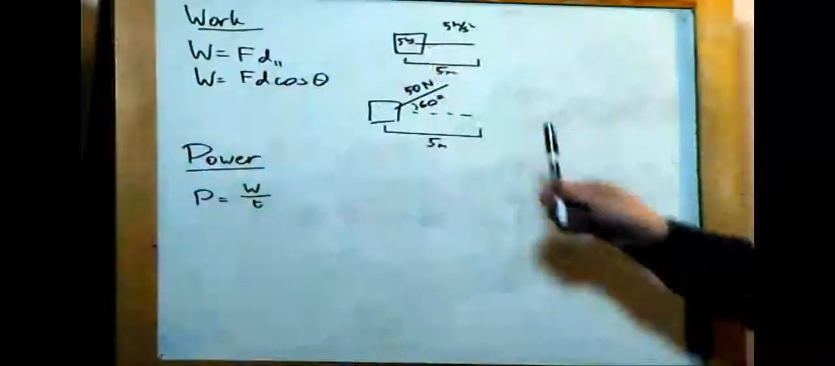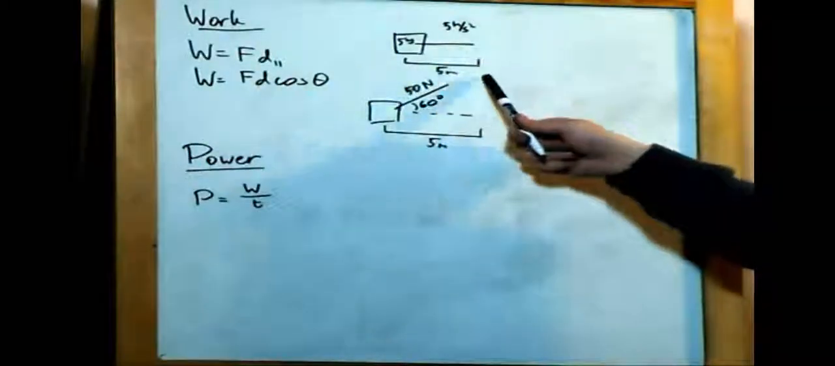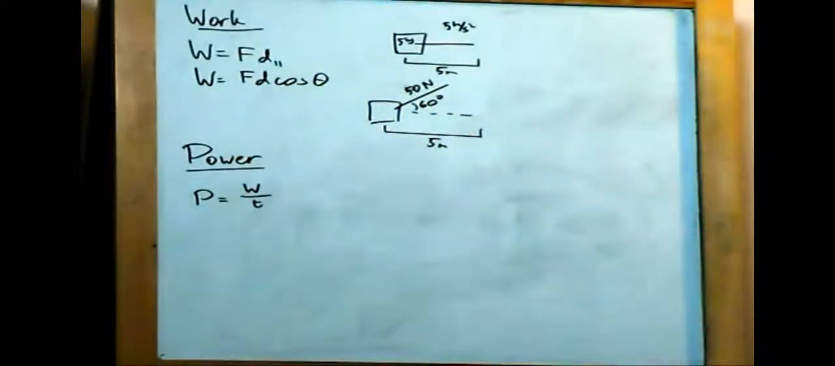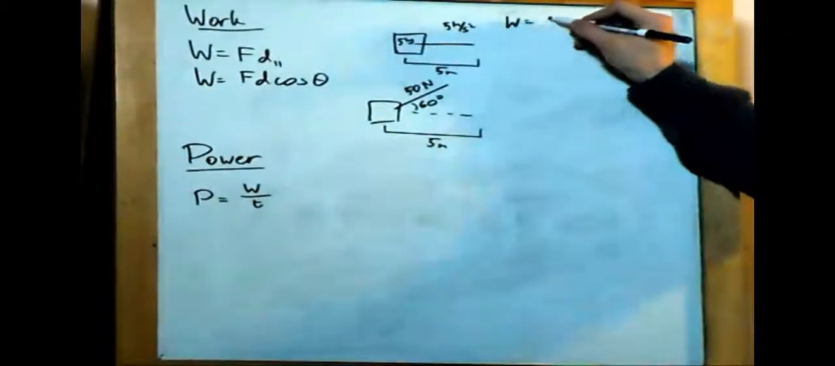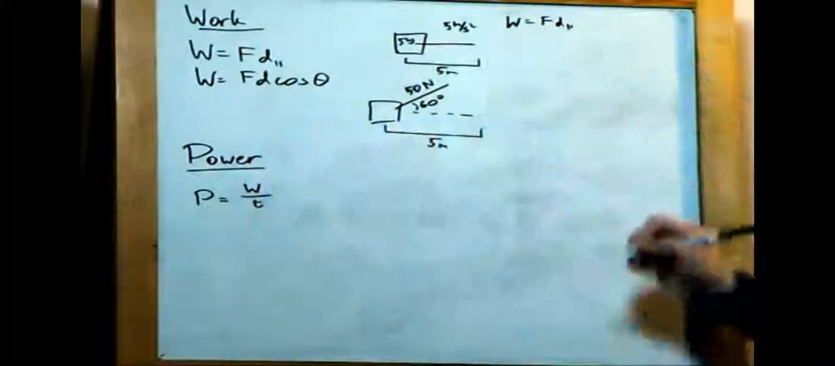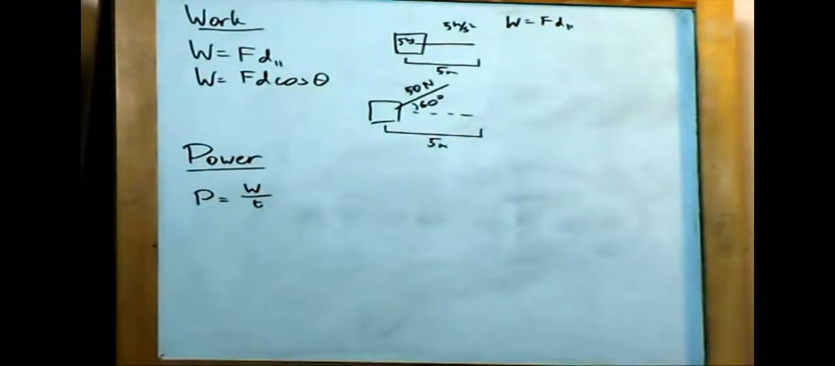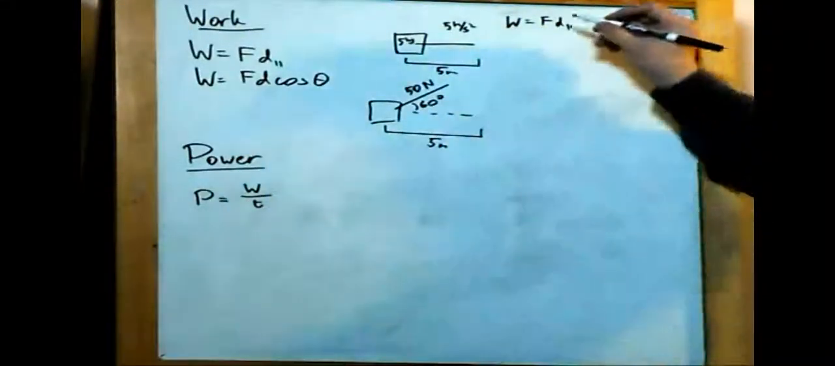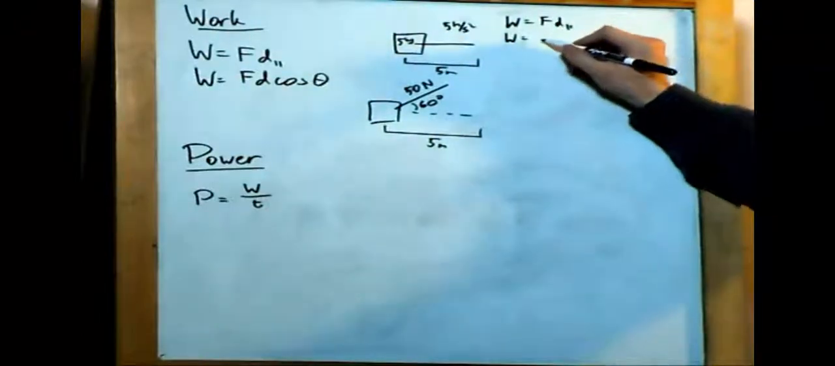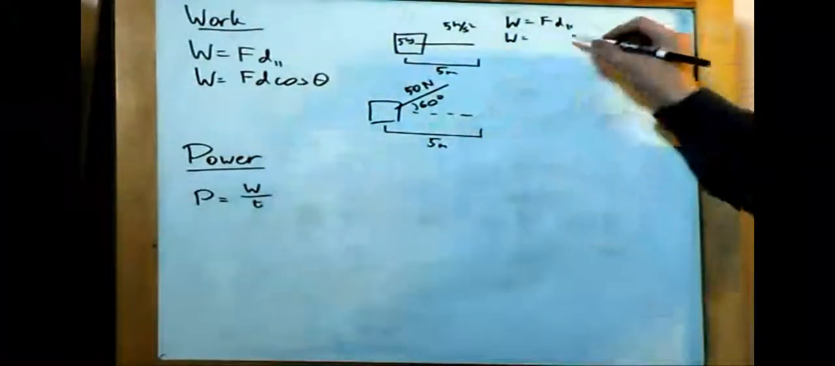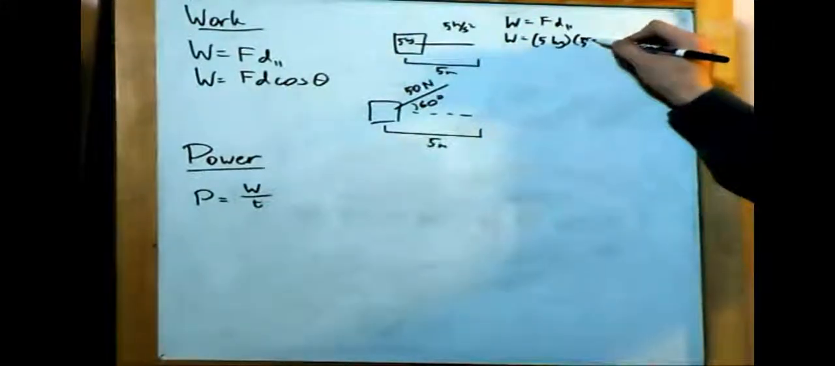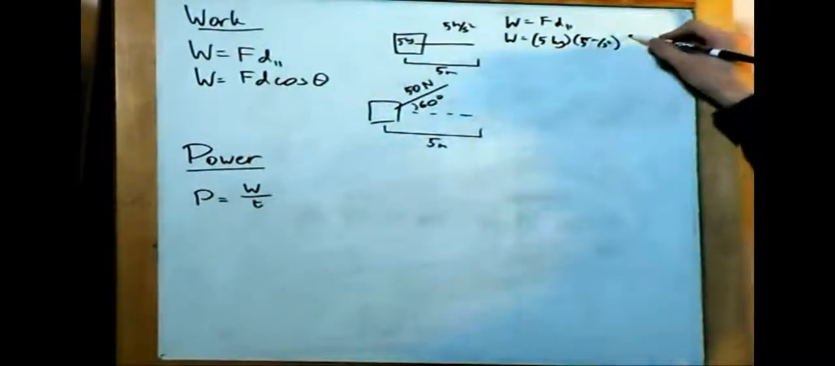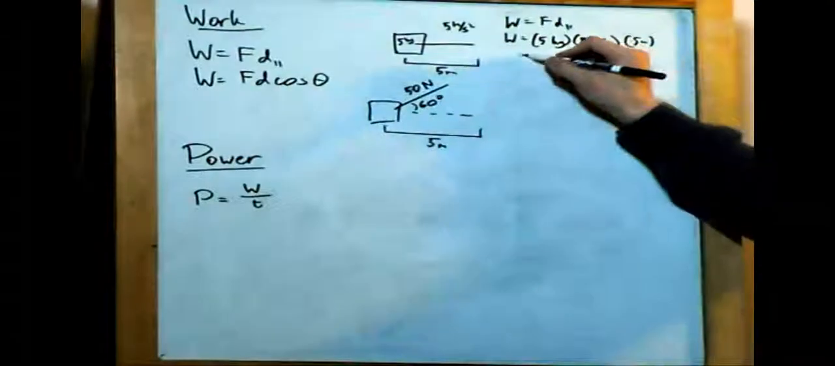First up, you have an object of 5 kilograms pulled along a distance of 5 meters at 5 meters per second squared. Yeah, I only use one number for this one. So we get work equals force times distance parallel. And you'll notice the distance is completely parallel to the direction of the force and the direction of motion. So we get a force of mass times acceleration, so mass of 5 kilograms times acceleration of 5 meters per second squared times a distance of 5 meters.